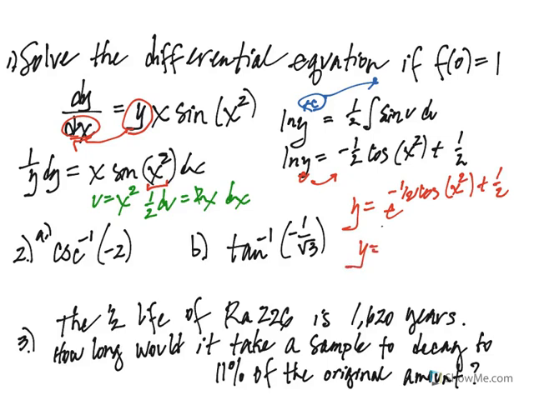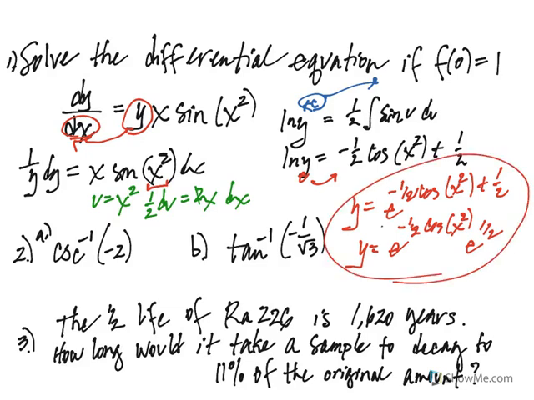You could leave it like that. You could also raise e to both of those terms in the exponent power. That's negative 1/2 cosine of x squared times e to the 1/2. I'll take either answer there.